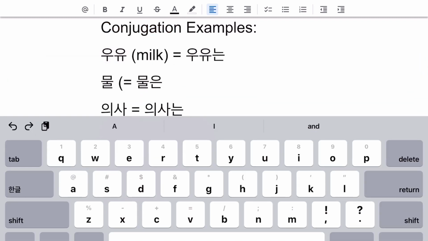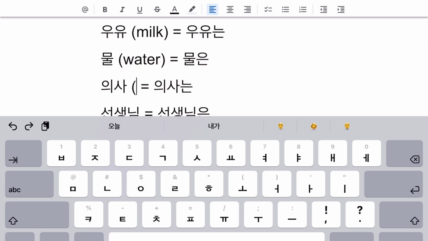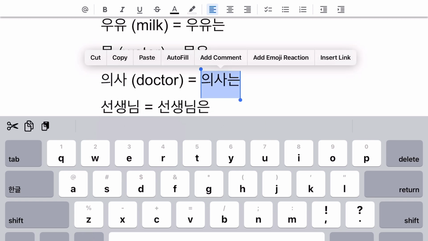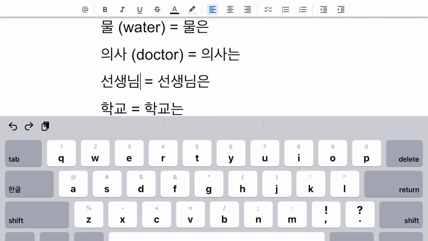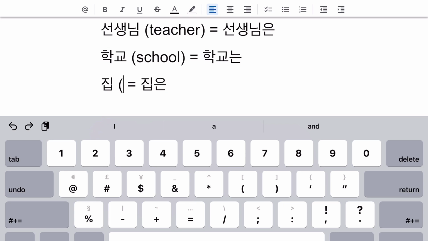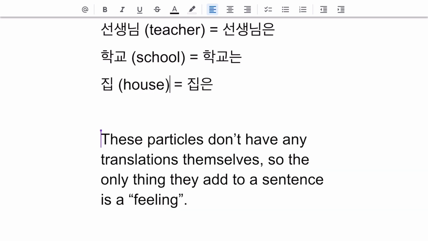Milk, 우유. 우유 ends with 유, a vowel, so we attach 는. 우유는. 물, that's water. 물은, because it ends with the consonant. 의사 means doctor, ends with the vowel, so it becomes 의사는. 선생님 becomes 선생님은. 학교 becomes 학교는. And then 집, we're going to use these words quite a lot. You don't have to worry if you don't know these words yet. You definitely will. 집 becomes 집은.